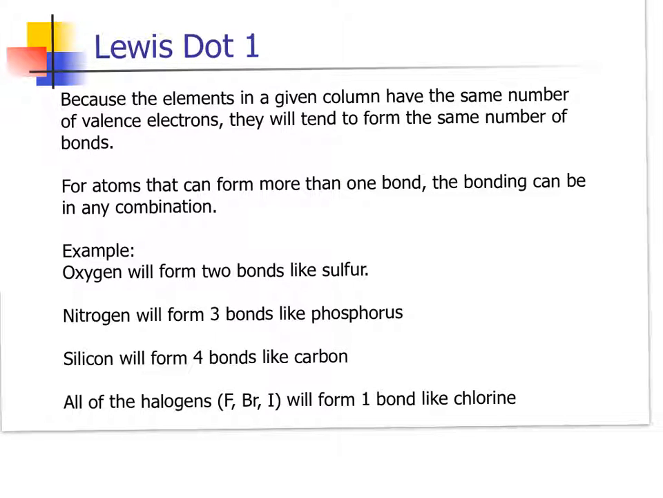And nitrogen had 3 dots all by themselves and will want to bond 3 times. Now, how many bonds they actually end up having will be determined, again, on how many of those dots are by themselves. And so silicon has 4 dots, like carbon, and will bond 4 times. And all the halogens usually will bond 1 time, like chlorine does.